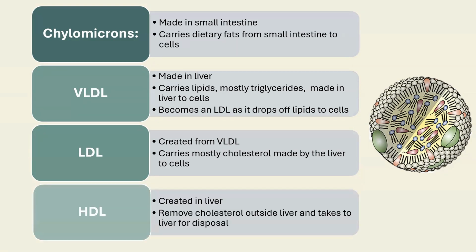HDL, or high-density lipoproteins, are created in the liver. They remove cholesterol that exists outside the liver and take it back to the liver for disposal. Now, we often refer to the lipoproteins LDL and HDL as LDL cholesterol or HDL cholesterol. Lipoproteins are carriers of lipids in the body, and they're not the same thing as dietary cholesterol, which is the cholesterol found in food, but we can measure the amounts of LDL and HDL cholesterol in the body.